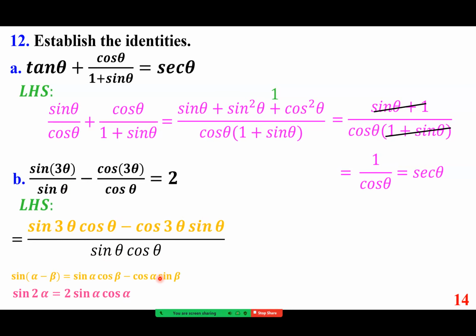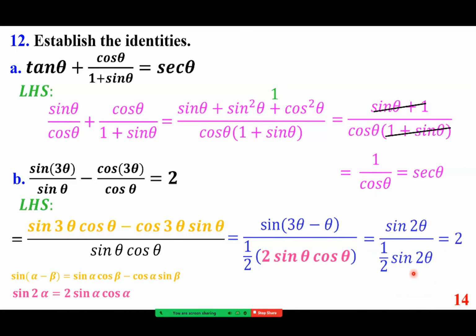If you look at this one, going from right to left, the top is sine of 3 theta minus theta. What about the bottom? We know sine of 2 alpha is 2 sine alpha cosine alpha. So this is half of that, right? So this is half of sine of 2 theta. These two cancel each other. 1 over 1 half is 2.